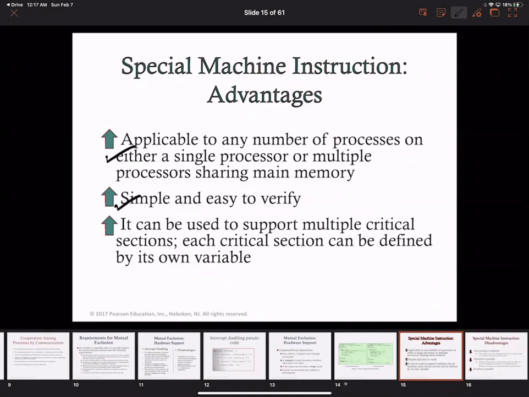It can be used to support multiple critical sections. Each critical section can be defined by its own variables. So we can use multiple variables. Each variable will allow access to different critical sections.